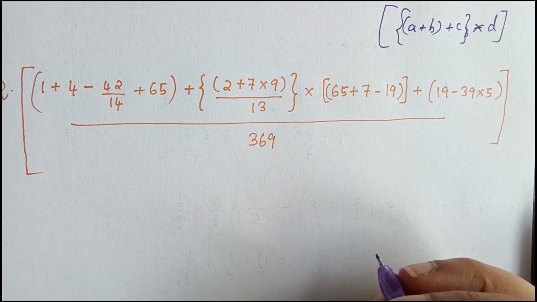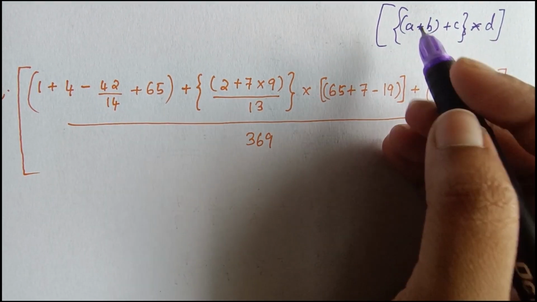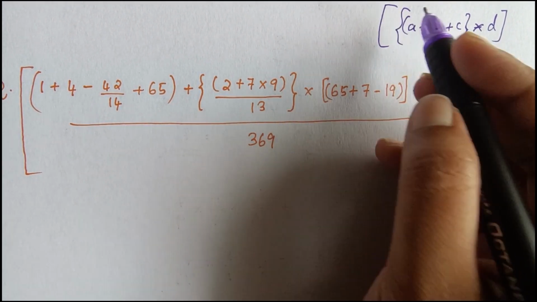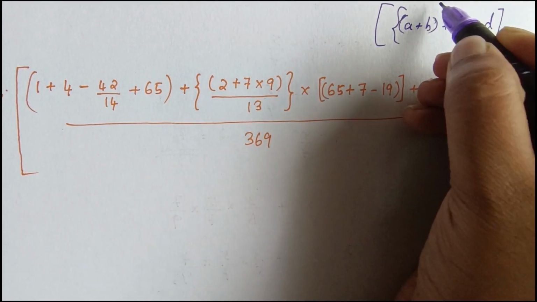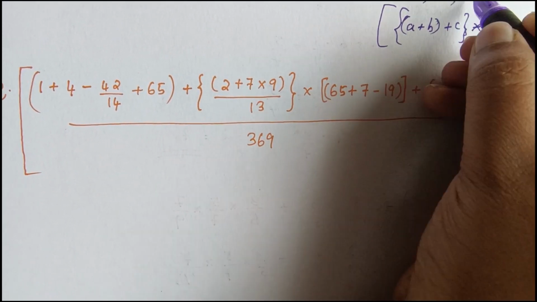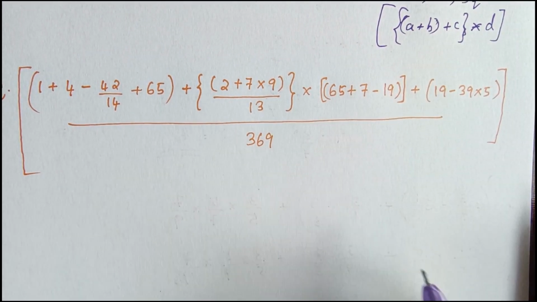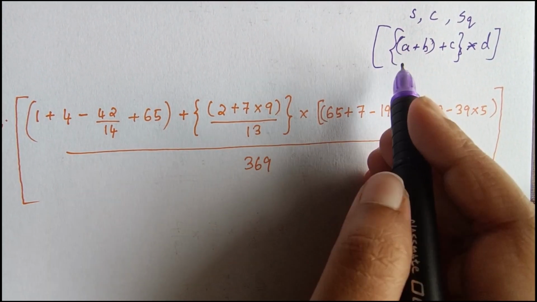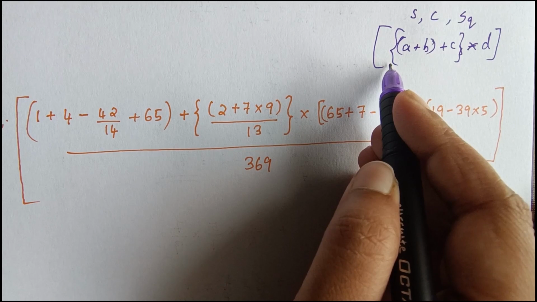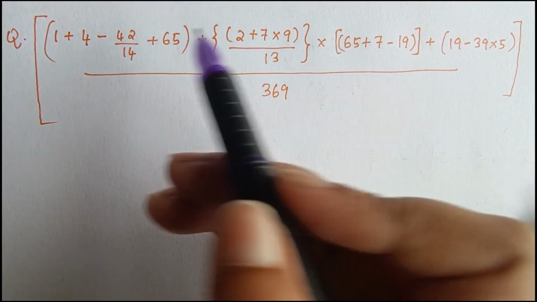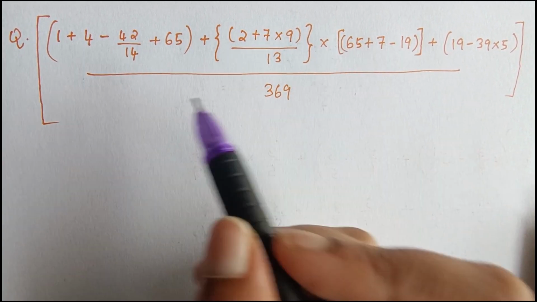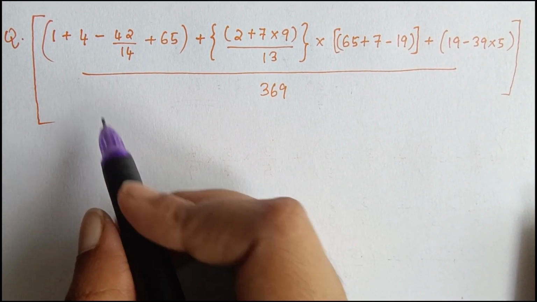If you have multiple brackets, first you need to solve the small bracket, then the curly bracket, then the square bracket. That is the order. First small bracket, then curly bracket, then square bracket. So here you have small brackets first to solve. Here this is the first small bracket.